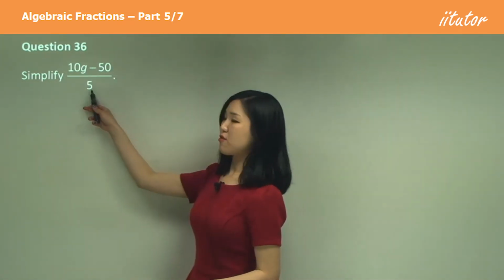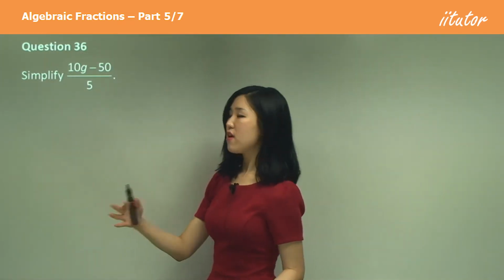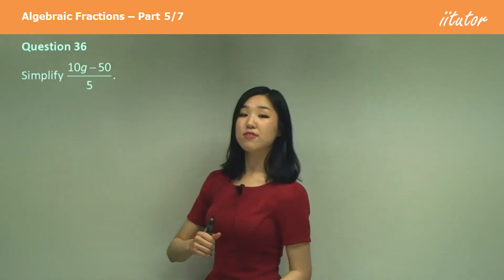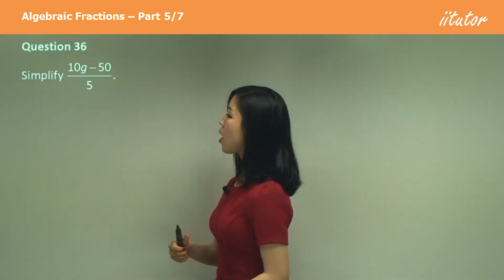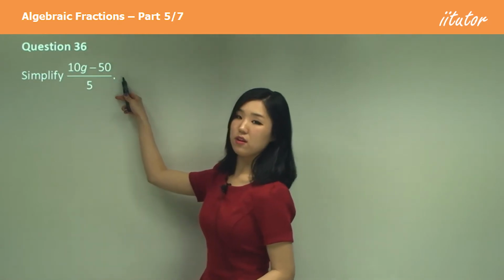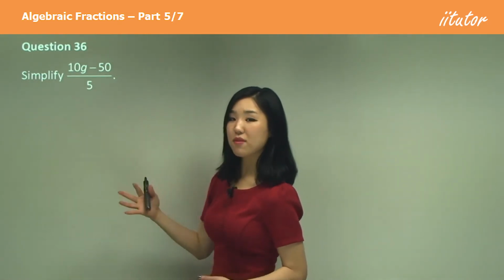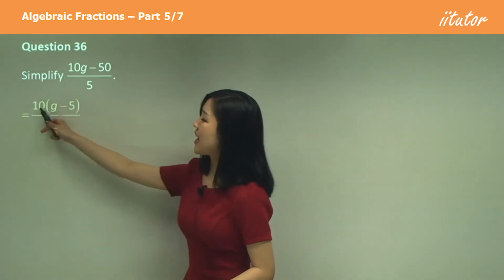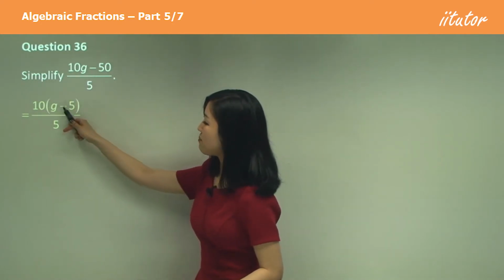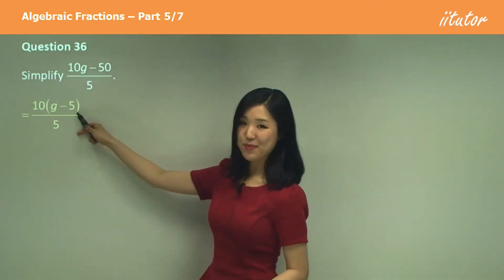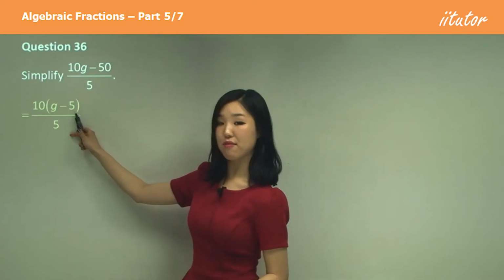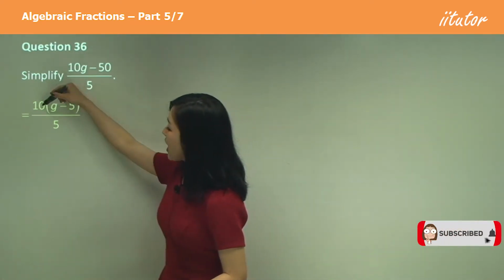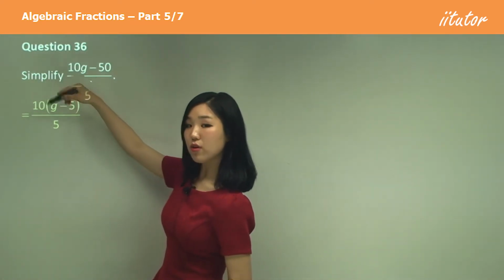Well, we can't factorize the denominator because it's just 5. But can you guys see if you can factorize the numerator for me? What's common with 10g and 50? Isn't 10 a common factor? So I'm going to take 10 out, so we just have g minus 5 left, because 50 divided by 10 is 5, right?